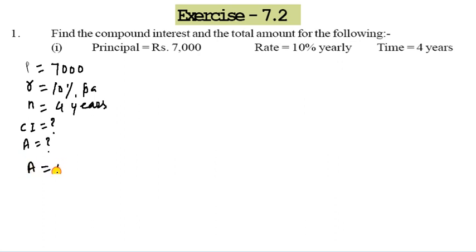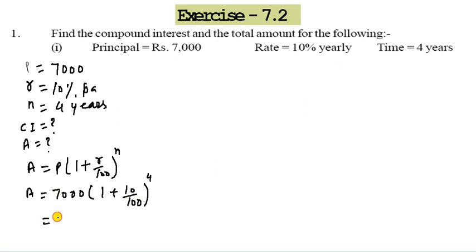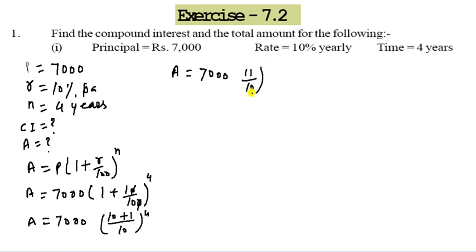Now apply the formula: A is equal to P times (1 plus R upon 100) whole power N. Now we will find the amount A. P is given as 7,000 and R is 10%, so 10 upon 100 and whole power N is 4. So it is 7,000, and taking the LCM as 10, it is 10 plus 1, whole power 4. It is your amount. So amount will be equal to 7,000 times 11 upon 10, whole power 4.